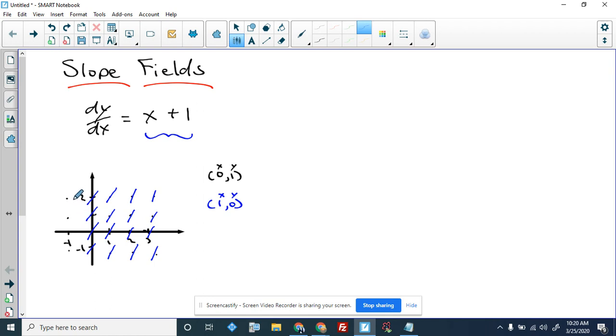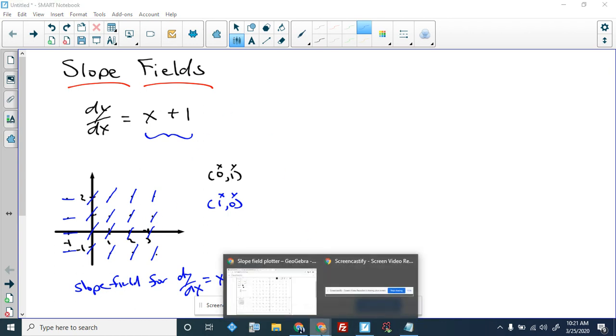Come over to -1. Now, this is kind of interesting. When you plug -1 in for x, because all of the points on this line have an x value of -1, those slopes would be 0. And that's what you get. So this right here would be the slope field for this differential equation, dy/dx equals x plus 1. At first glance, you're like, what in God's name is that? What is that giving us? Well, first, as you see, it's kind of annoying to do these by hand, so let's bust out some technology.